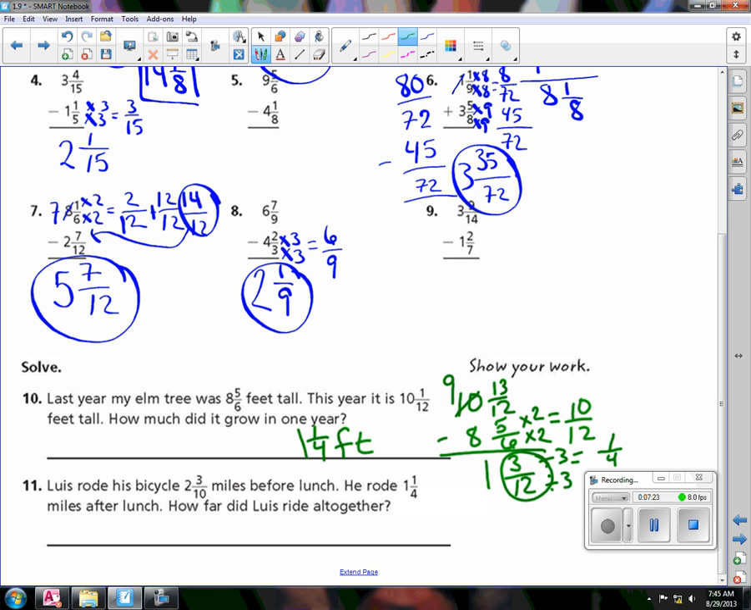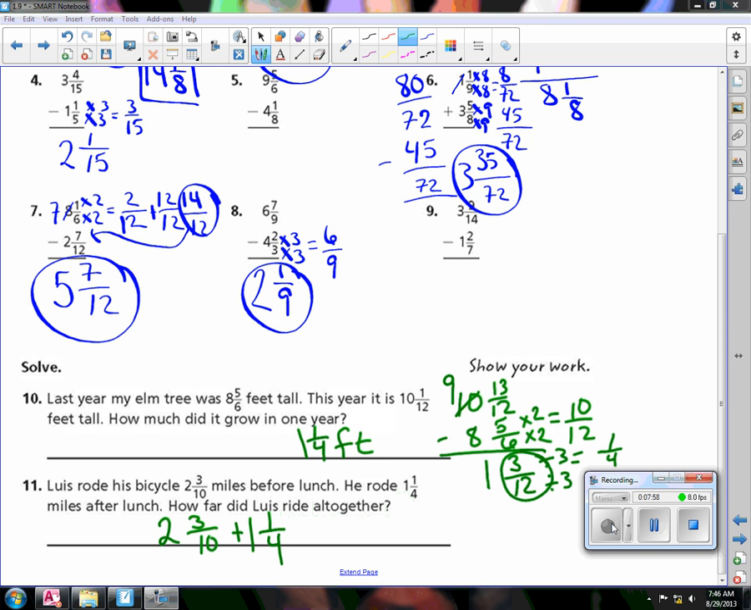Lewis rode his bicycle 2 3/10 miles before lunch. He rode 1 1/4 miles after lunch. How far did he ride altogether? So we're adding these two. Why don't you guys, this is the equation, 2 3/10 plus 1 1/4. Why don't you guys find that common denominator and work this out? Pause the video and then come back and check your answer. Why don't you also try, while you've got it paused, to work out number 9 up there, and then come back and check your answer.